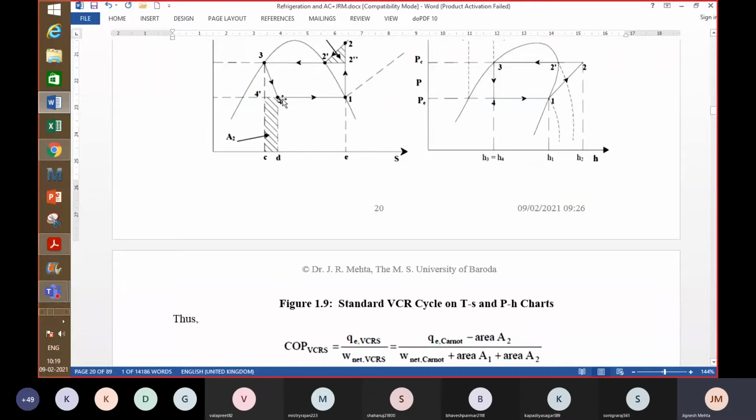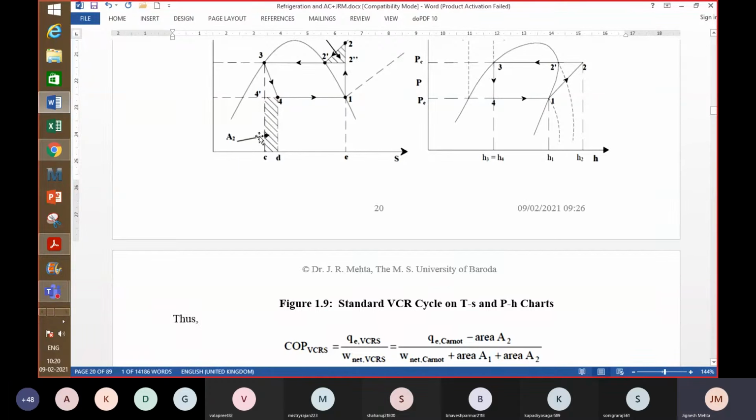Okay. So if you compare it with that, what is the change in cooling effect? You see that whatever cooling effect was produced in the reverse Carnot cycle has been reduced by area A2, right? Because there is a difference in area between the rectangle 4-1 EC and 4-1 ED. So what is that difference? We have given the name A2 to that area. So that much cooling effect has reduced.